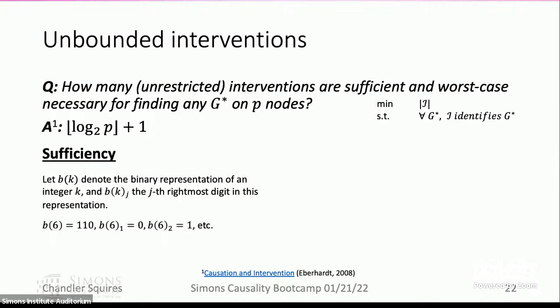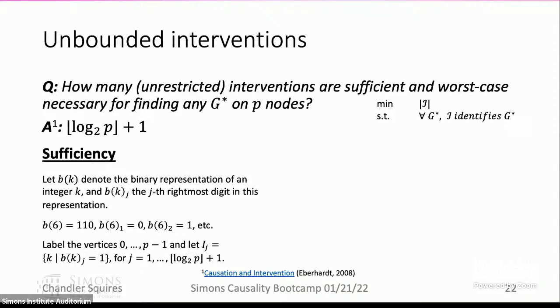I'm using this to denote the binary representation, and then I'm subscripting to tell you what actual position I'm going to be looking at. So if we take the binary expansion of 6, it's going to be 1, 1, 0, and the indexes start from the right. So B6 at 1 is going to be 0, and then B6 at 2 is going to be 1.